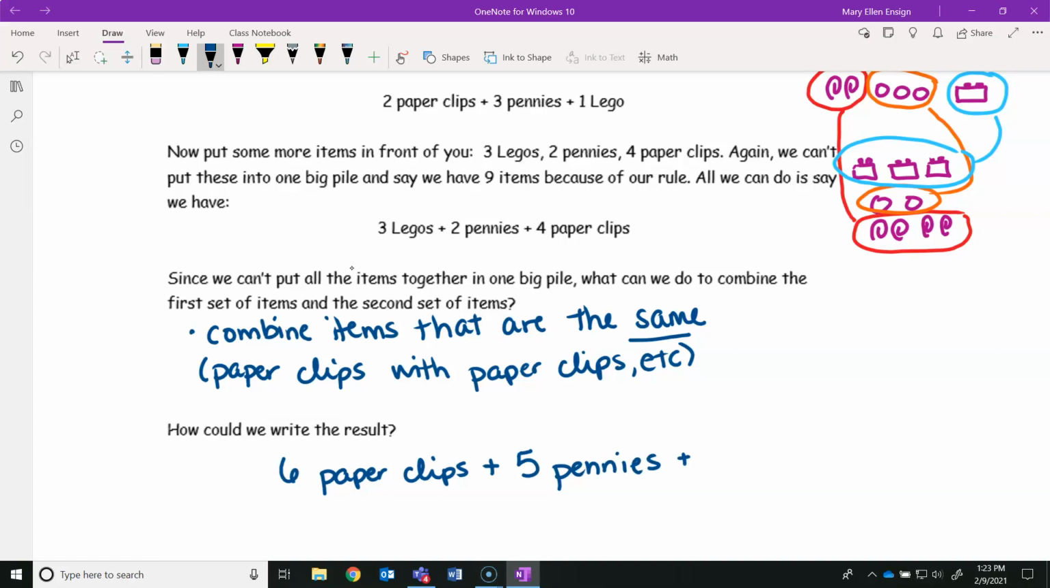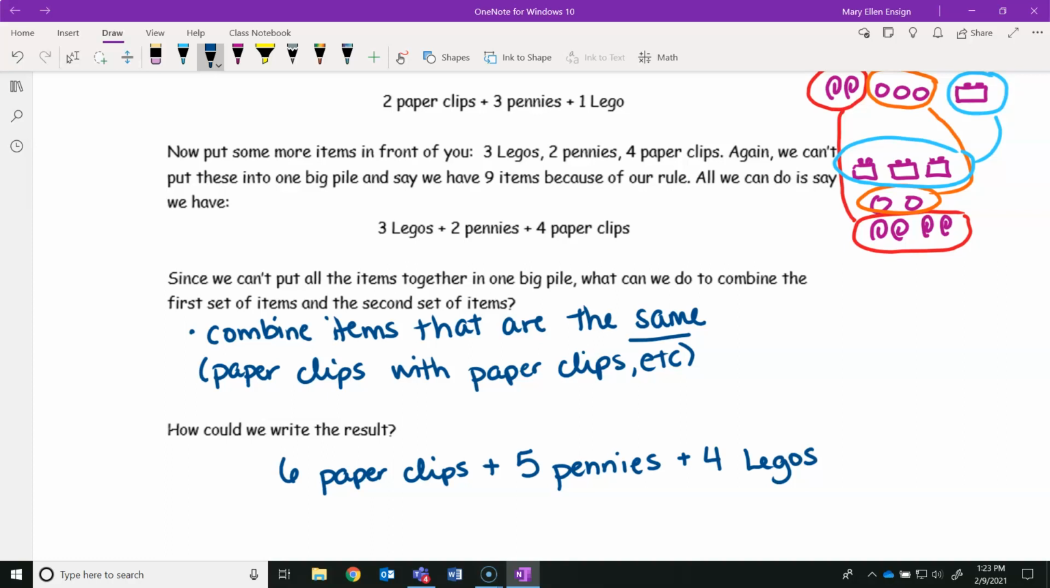Plus we had 1 Lego, and then 3 more Legos, so now we have 4 Legos. Okay, so again, we can't just say we have a bunch of stuff. We're only combining things that are the same type. Okay, and you might think, what in the world does this have to do with math? But we're working toward it, don't worry. Just have some faith for a little bit that we're going to get there.